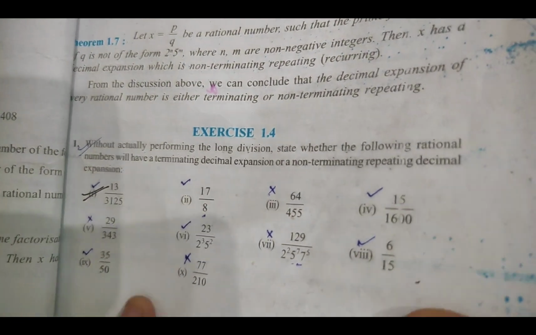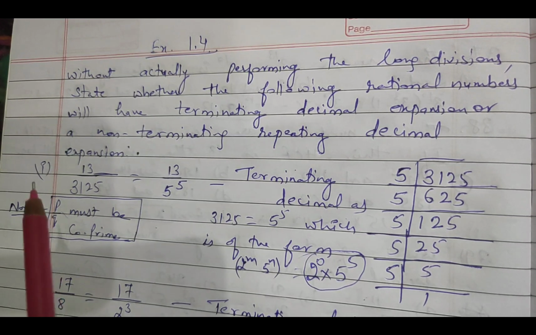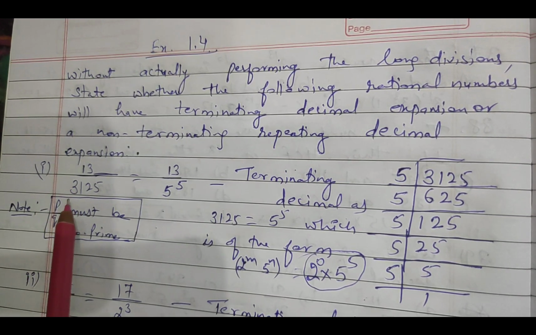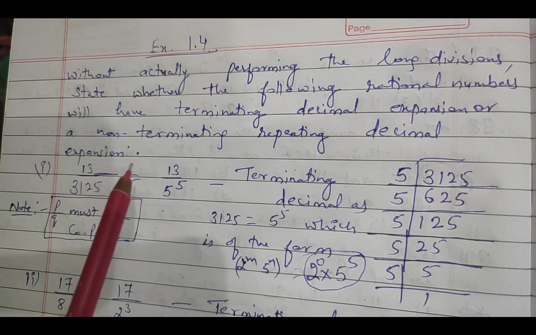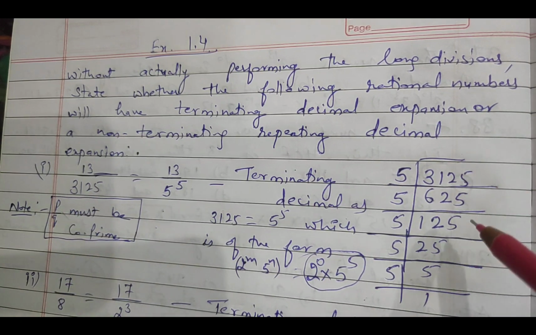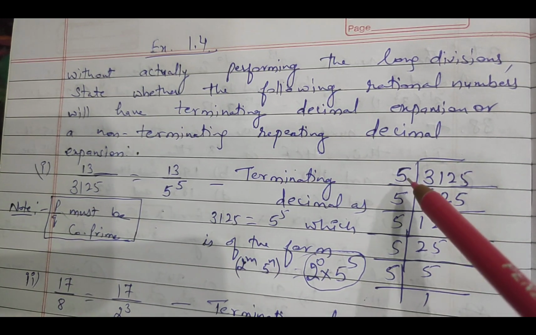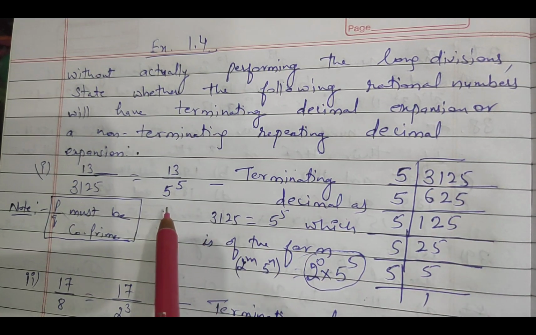So let us start solving. Here you can see, the first question is 13 upon 3125. So what we will see: 13 cannot be factorized further as it is a prime number itself. And when we factorize 3125, what are we getting? 5 times 5 times 5 times 5 times 5. So how can we write this? 5 raised to power 5, right?